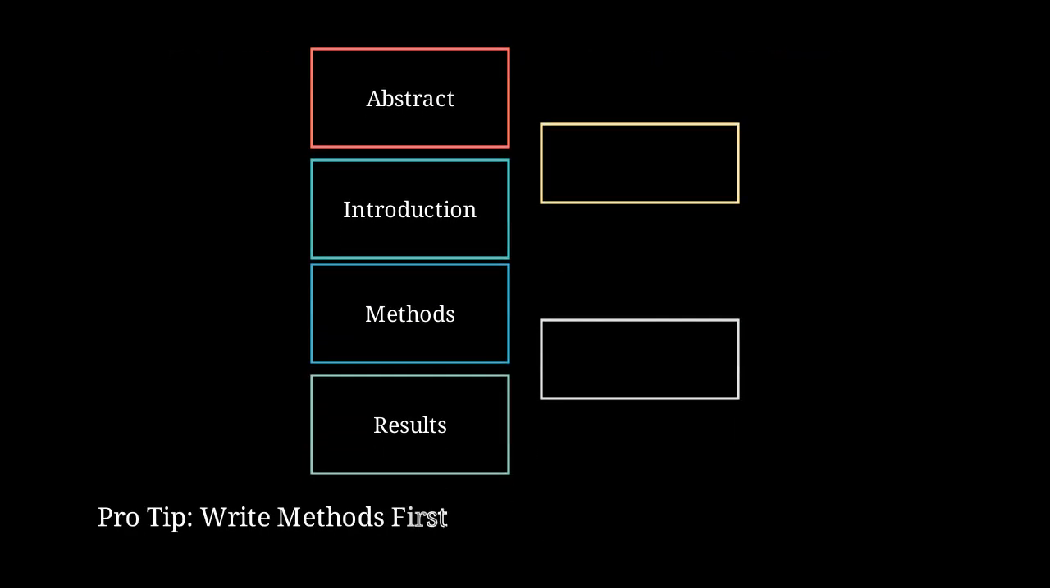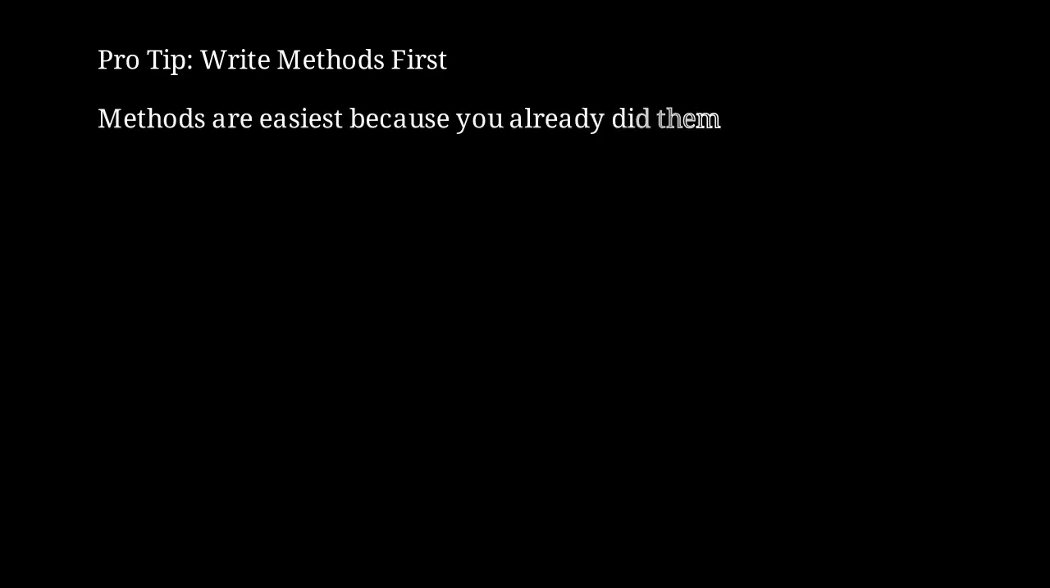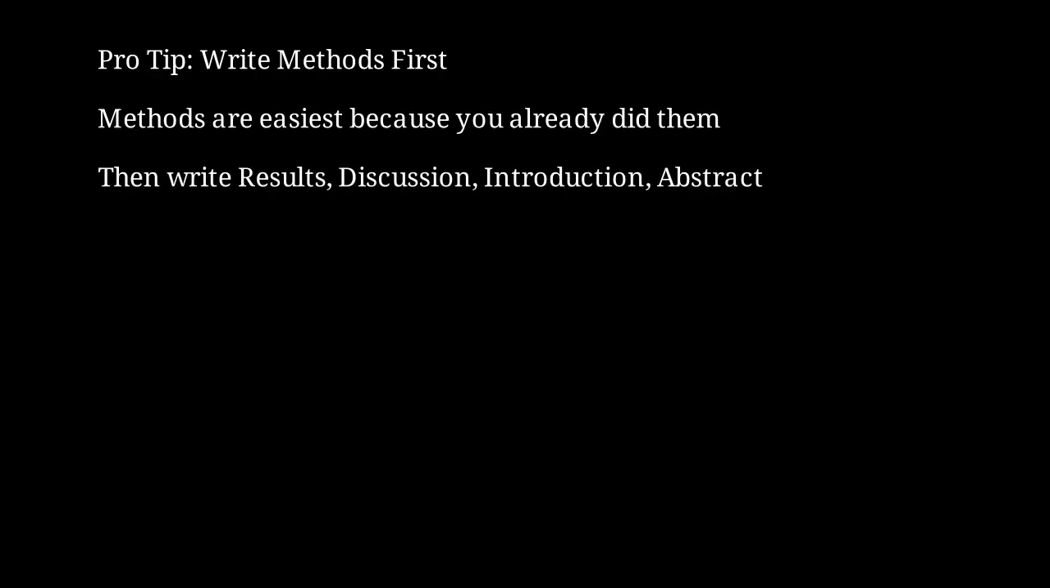Here's a professional tip. Don't start with the introduction. Start with the methods section. The methods section is easiest to write because you already did the work. You're just documenting what you did. Then write results, then discussion, then introduction, and finally, the abstract. This order makes logical sense.